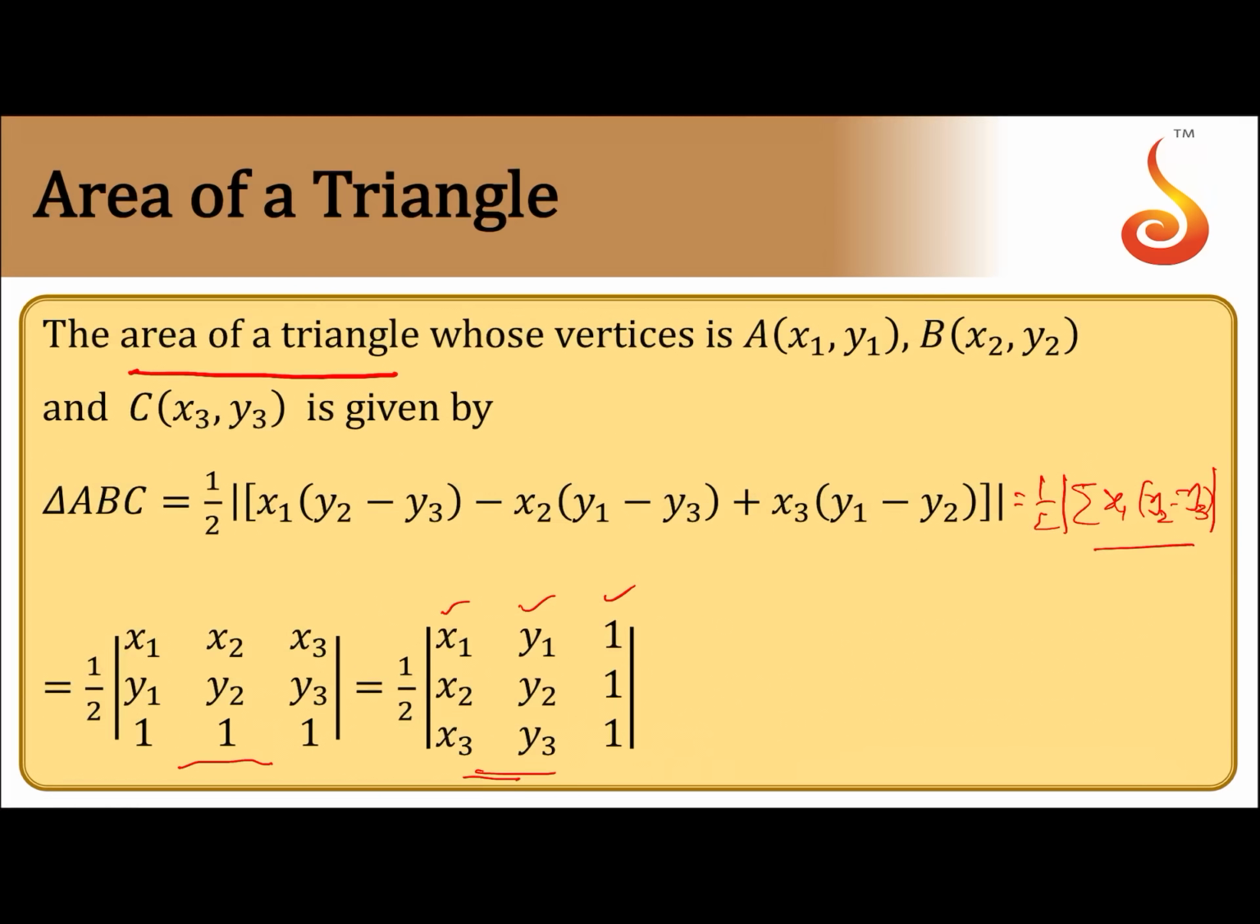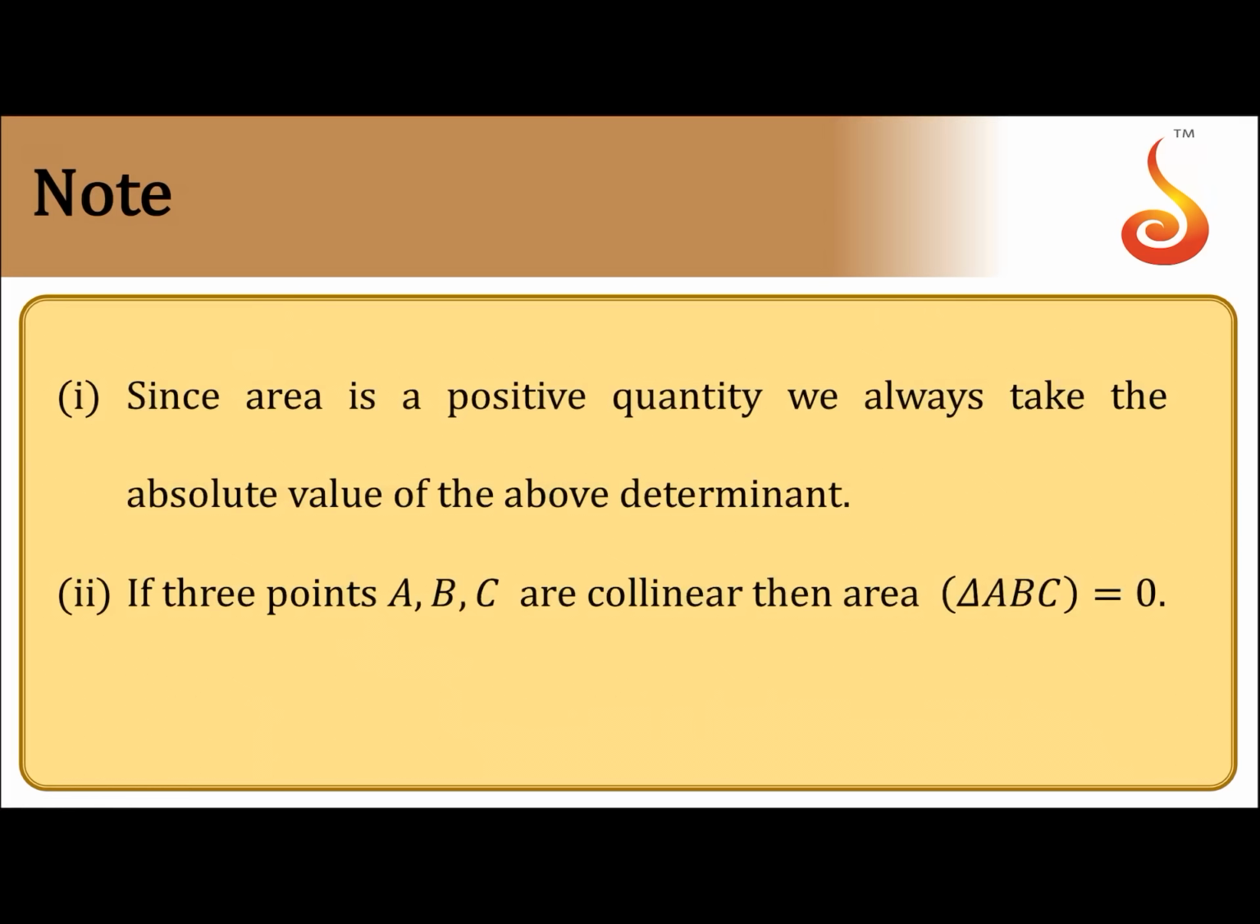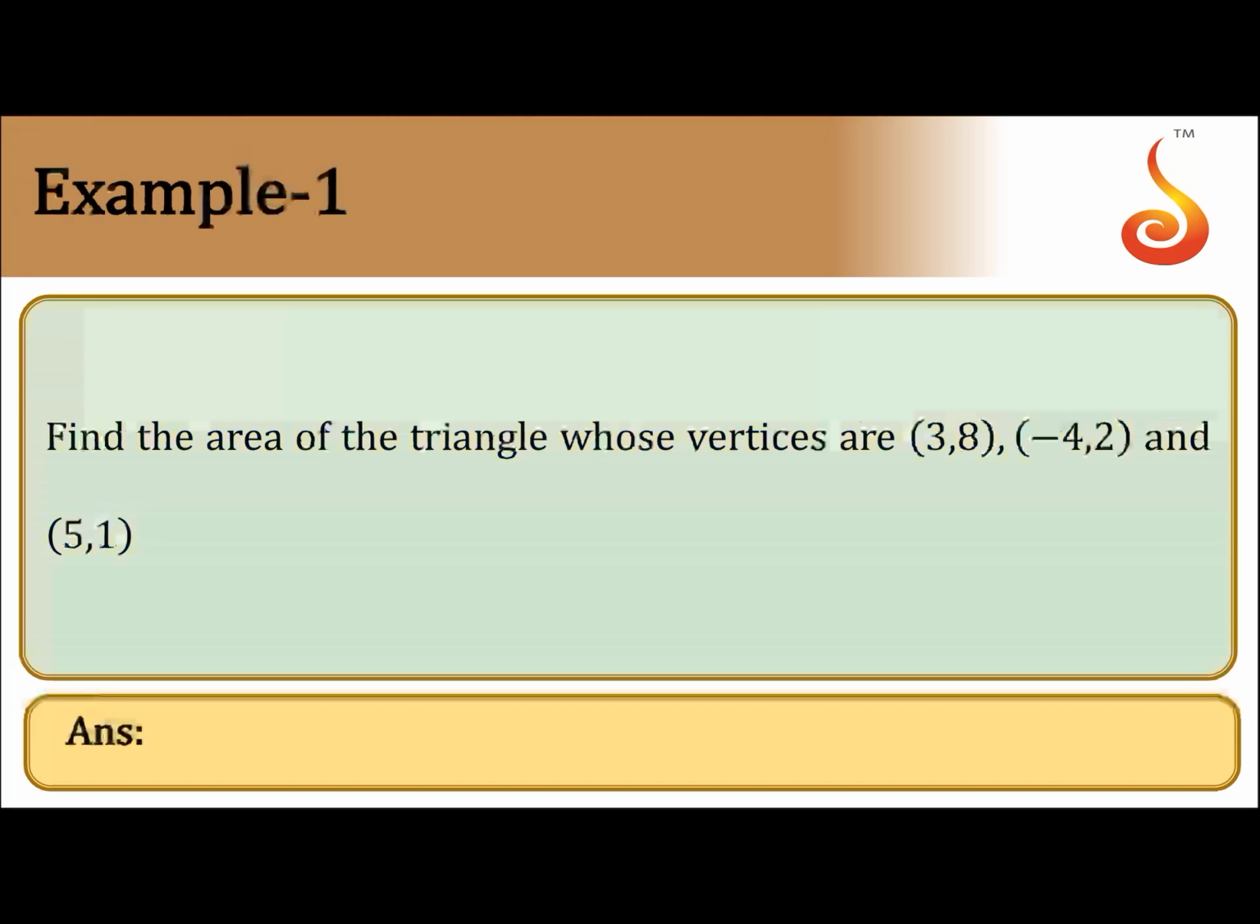But the area of the triangle is a positive quantity. Therefore, after evaluation of the determinant, as the area is a positive quantity, we always take the absolute value of the above determinant. And if that value is equal to 0, the points are said to be collinear. That means the area of the triangle is equal to 0. Now we shall proceed to problems on this application.